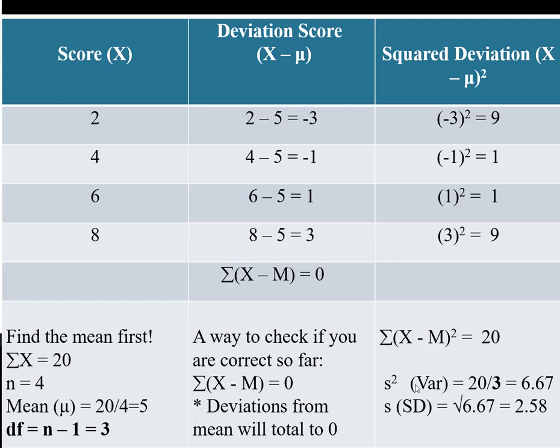So to get the variance, which is the s squared, we say 20 divided by the degrees of freedom. We're doing the sample variance. We get 6.67. Take the square root of that side, take the square root of that side. We get 2.58. That is the standard deviation for this distribution of scores. The mean of 5 and a standard deviation of 2.58 or 2.6.